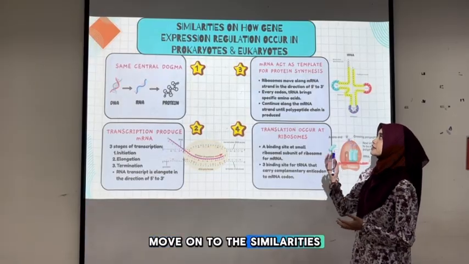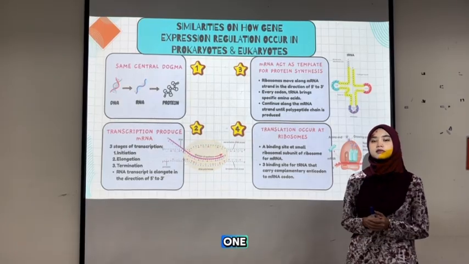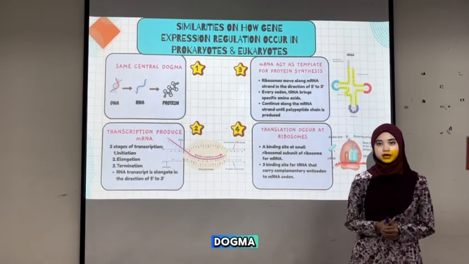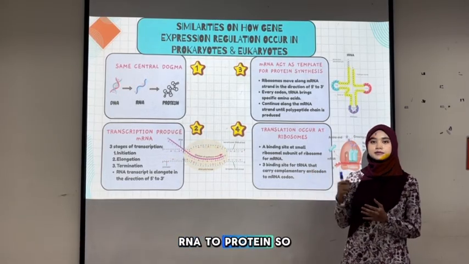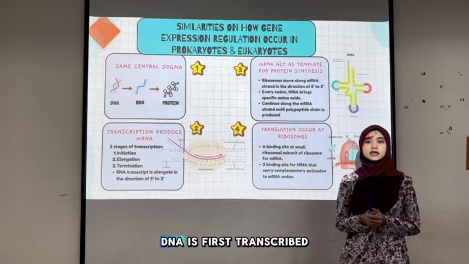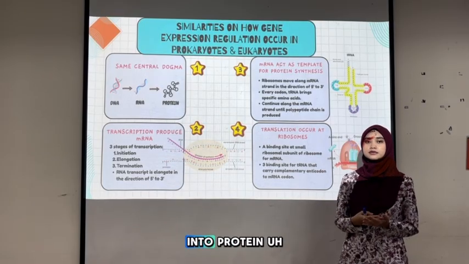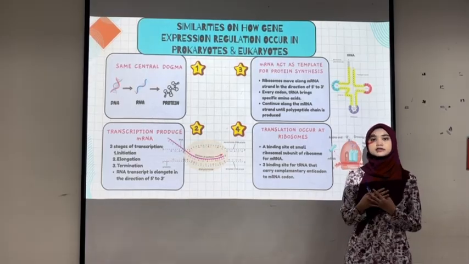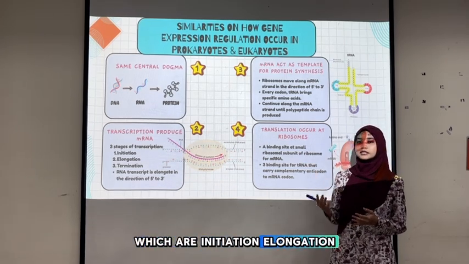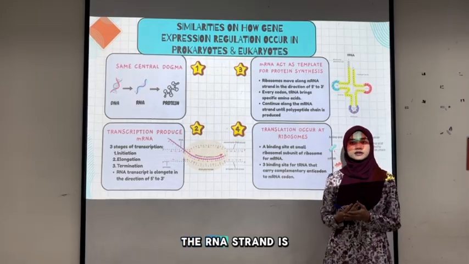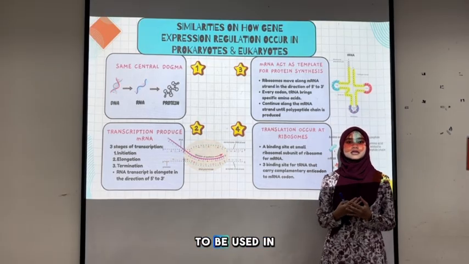Okay, move on to the similarities in how gene expression regulation occurs in both prokaryotes and eukaryotes. So for the first one, both prokaryotes and eukaryotes follow the same central dogma. This means that the genetic information will flow from DNA to RNA to protein. So in both types of cell, DNA is first transcribed into RNA and then it's translated into proteins. Both prokaryote and eukaryote transcription produce mRNA. This transcription process occurs in three stages, which are initiation, elongation, and termination. During elongation, the RNA strand is formed in the 5' to 3' direction, and once the transcription is complete, the mRNA is ready to be used in the translation process.